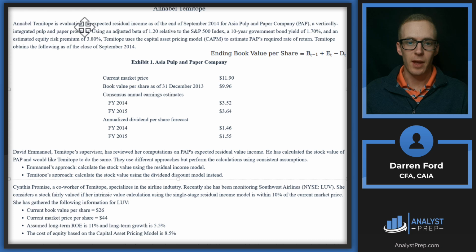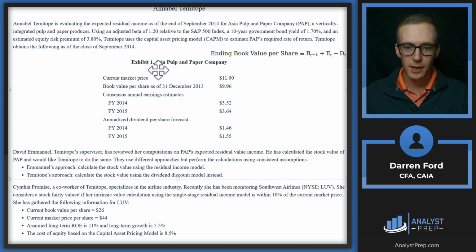Annabel Temitope is evaluating the expected residual income as of the end of September 2014 for Asia Pulp and Paper Company, PAP, a vertically integrated pulp and paper producer, using an adjusted beta of 1.2 relative to the S&P 500, a 10-year government bond yield of 1.7%, and an equity risk premium of 3.8%. Temitope uses the capital asset pricing model to estimate PAP's required rate of return. Temitope obtains the following information as of the close of September 2014.